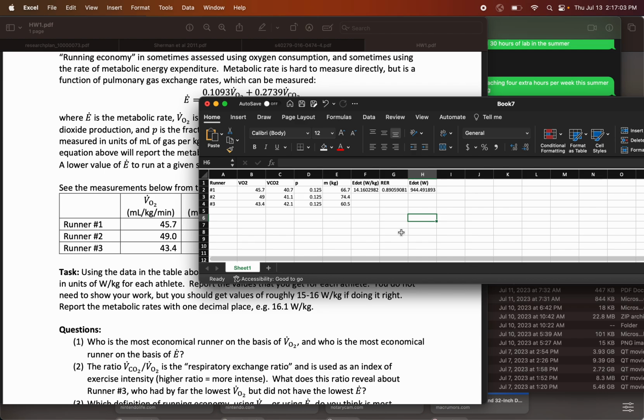Is it always the same one, or is it sometimes a different runner based on the index of economy that you pick? And if you get different results for picking different indices, why? Was there an explanation for why you got a different person defined as more economical depending on how you define the index of running economy? And to explain why you might get a different result depending on how you define the index, that's when you go to RER here, and that might help you explain, oh, well, for this person, even though they had a low E dot, maybe their VO2 was pretty high, and that could be because their RER here was high, for example, because they were doing an intense bout of exercise for that particular person.